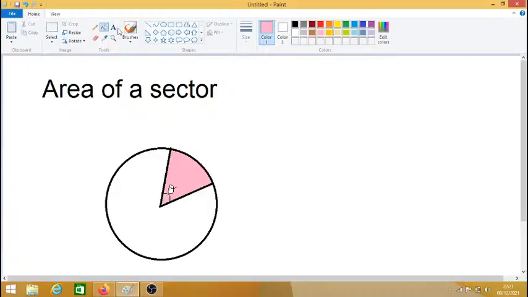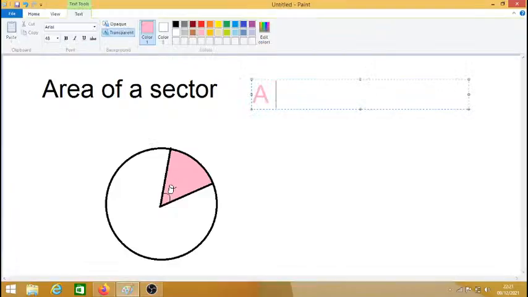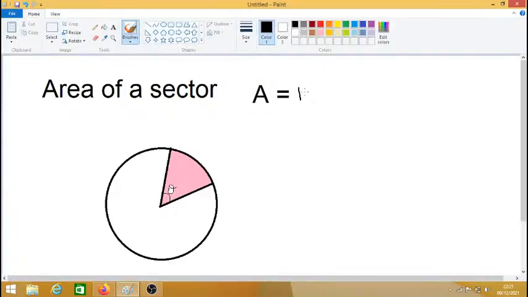So the question is, how do we work out the area of this sector? We start with the area of the circle. From GCSE, you should remember that the area of a circle is pi r squared. So area is equal to pi times the radius squared. But because this is a sector, I need to multiply this by a fraction.